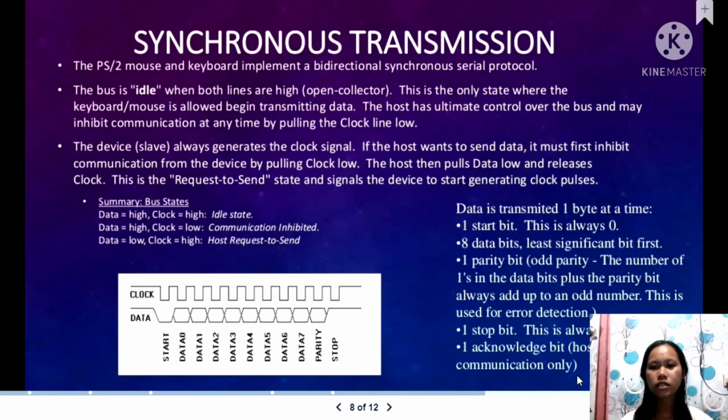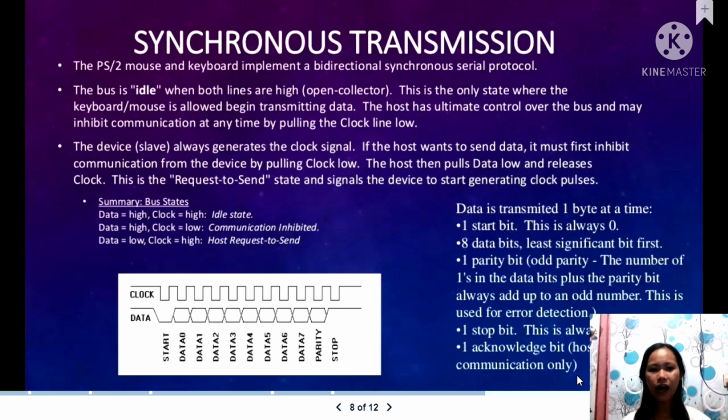If the host wants to send data, it must first inhibit communication from the device by pulling clock low. The host pulls data low, then releases clock. This is the request to send state and signals to the device to start generating clock pulses. So, this is the summary of bus states.